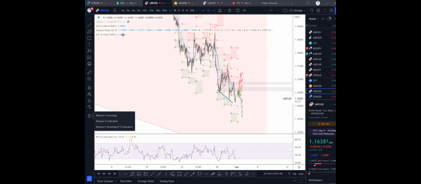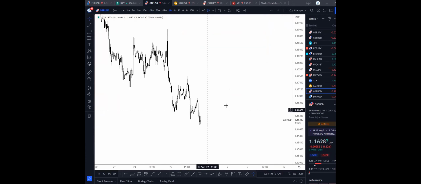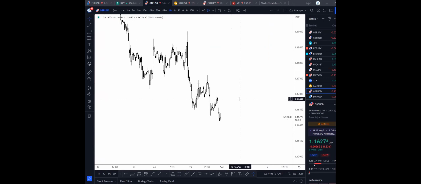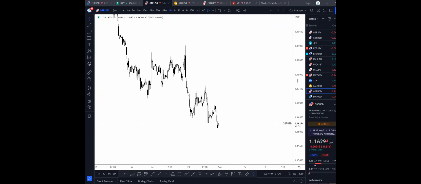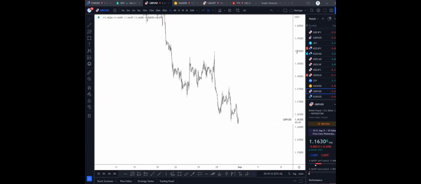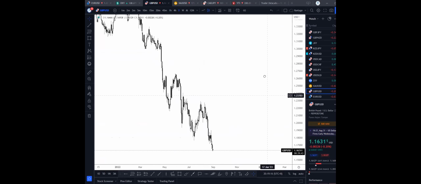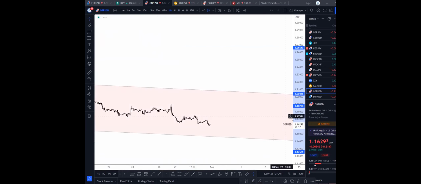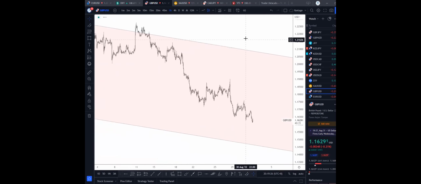Okay, so pound dollar. I think everything is in relation with the dollar index right now, so you'll see similar movements in euro dollar and pound dollar. Not much of a difference here. On a daily time frame, you can see that it's a long-term downward movement. Let's draw the channel just to provide some context. Go down to the 1 hour time frame, right?